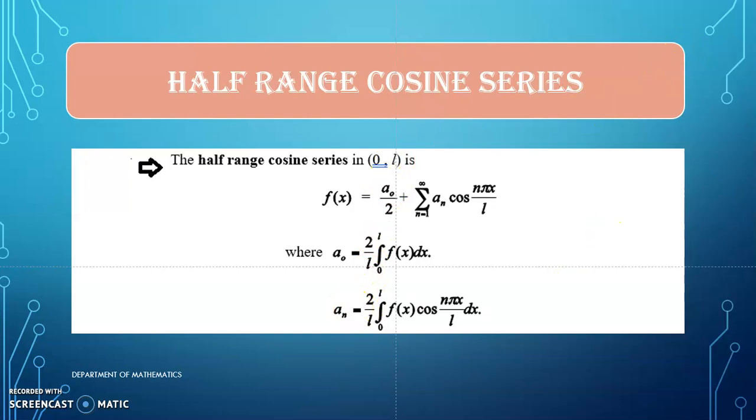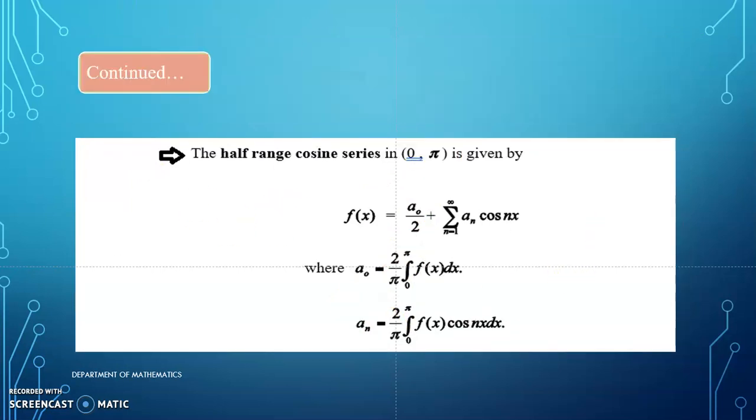Now we are going to see the formula for the interval 0 comma pi. The half range cosine series in 0 comma pi is given by f of x is equal to a naught by 2 plus summation n is equal to 1 to infinity a n cos nx. Here a naught is equal to 2 by pi integral 0 to pi f of x dx, and a n is equal to 2 by pi integral 0 to pi f of x cos nx dx. So this is the formula for the half range cosine series in 0 comma l and 0 comma pi.